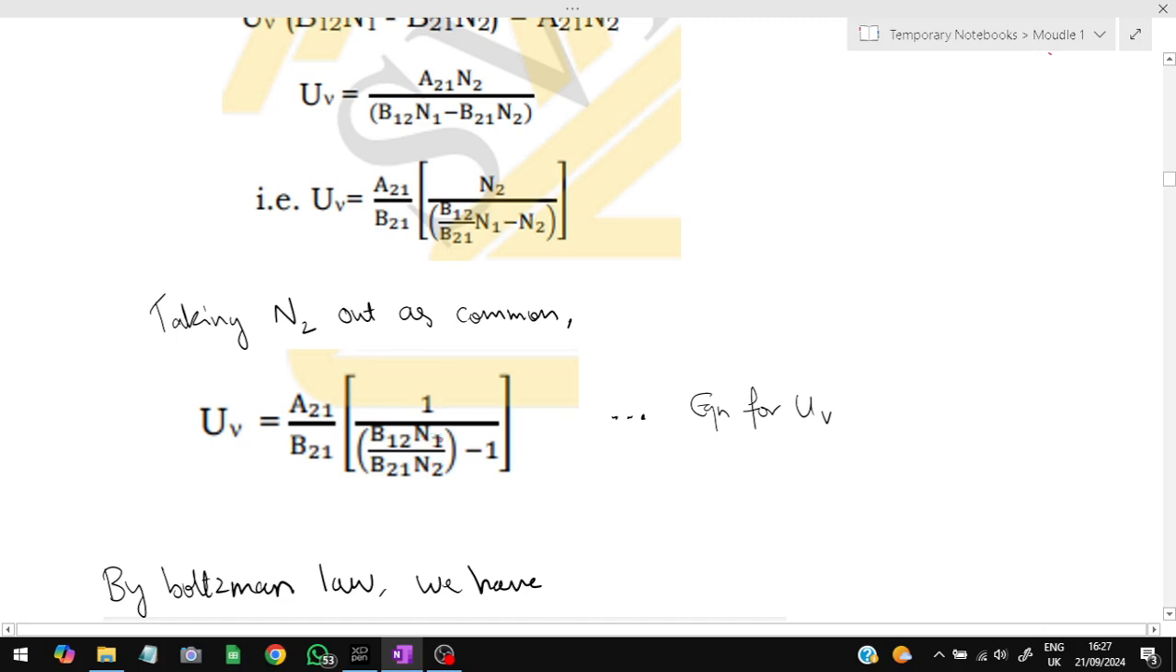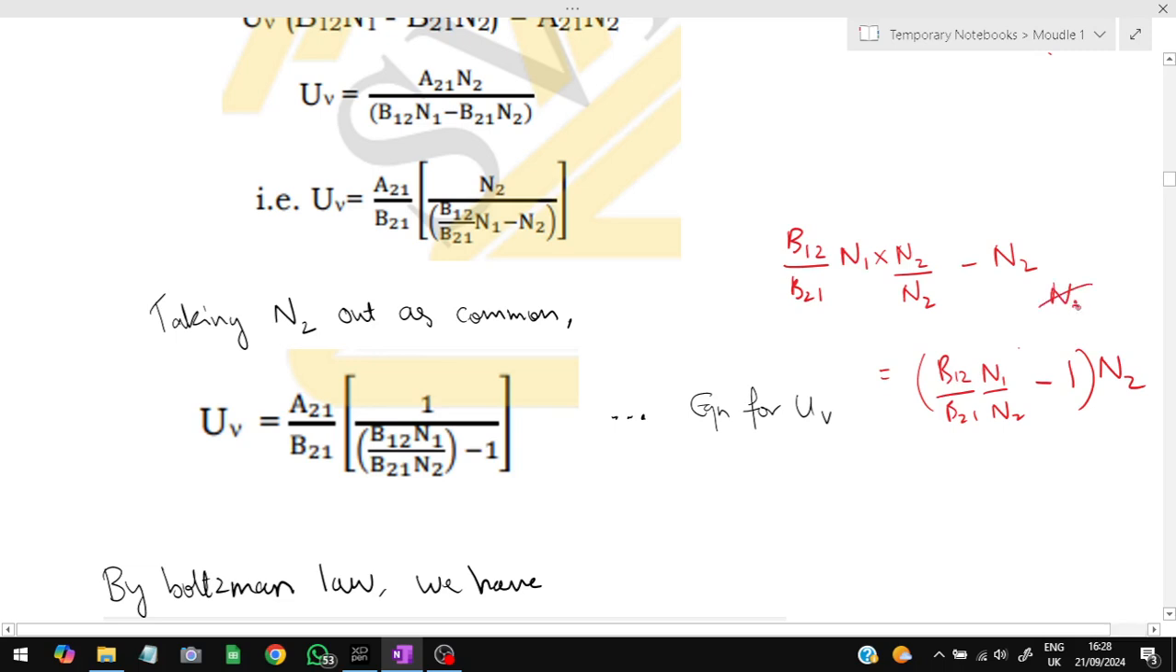Let me elaborate how this happens. I have written the term here, N1, and we are multiplying by N2 and dividing by N2, and it is minus N2 here. So when we take N2 as common, this will become B12 by B21 into N1 by N2 minus 1, and N2 will be here. This is the equivalent of this one, right? And here also N2 is there at the top, so from the top and bottom it will get cancelled. All right, so this is how we obtain this equation.